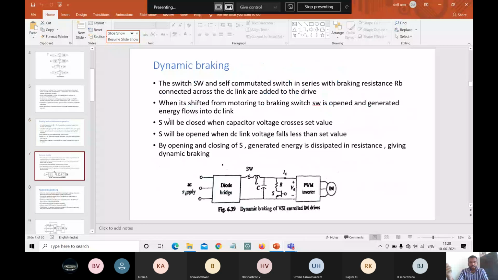So in dynamic braking, what happens? In the figure below, this is our pulse width modulated inverter. In VSI there are 4 types of VSI models, and in that we are going to consider the fourth one. This is the one, the pulse width modulated.